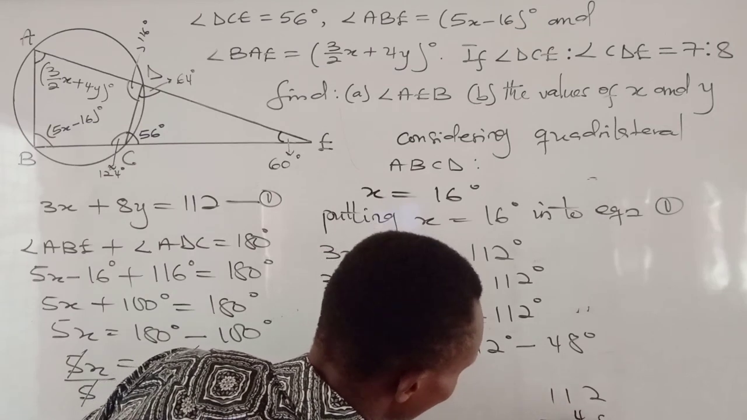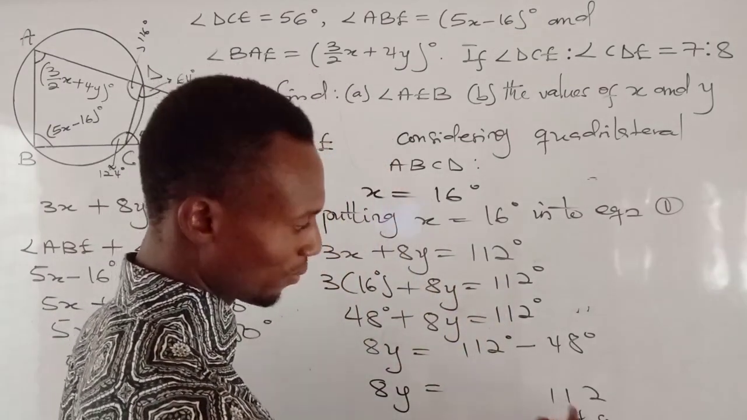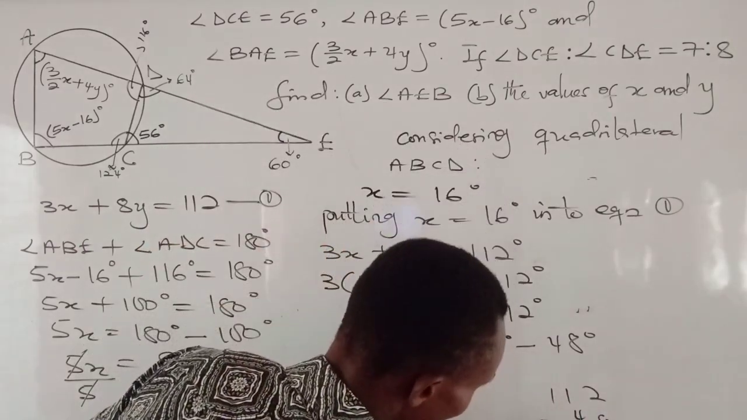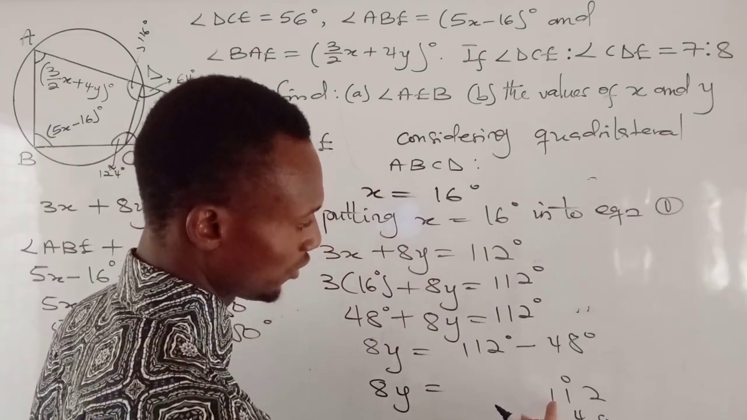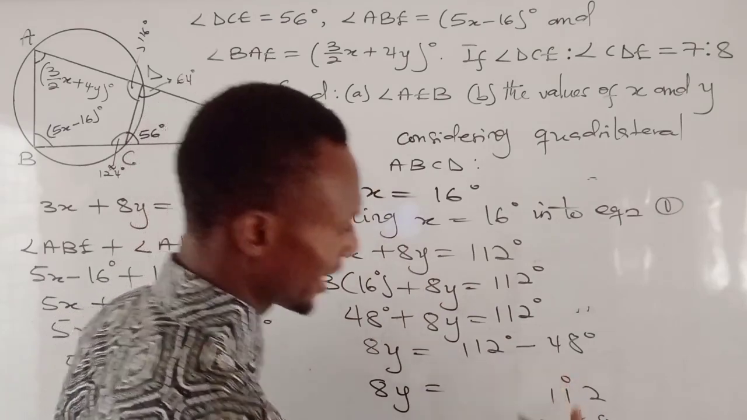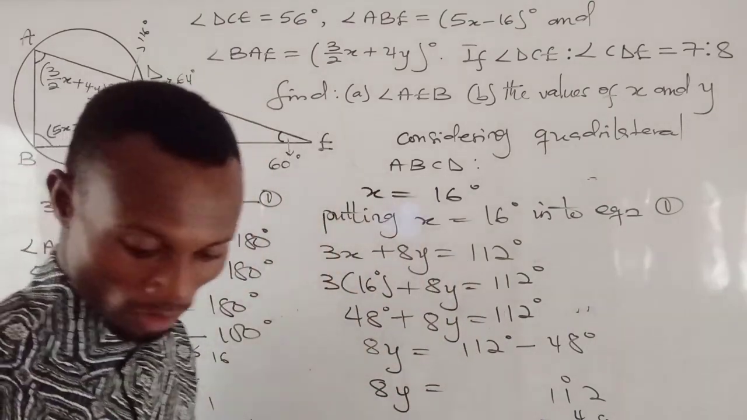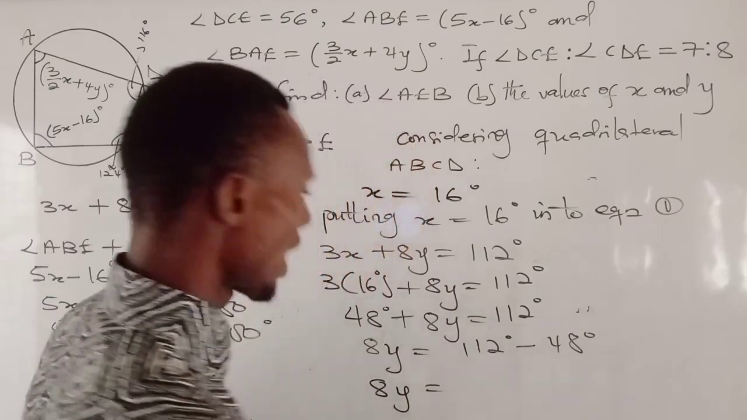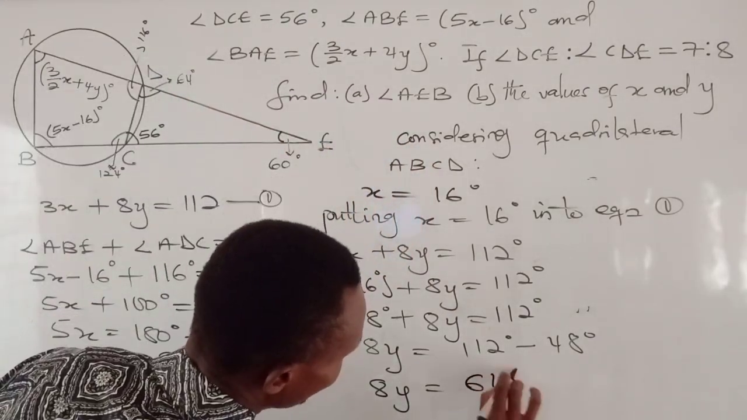So 2 minus 8 is not possible. We join the 1, becomes 12. 12 minus 8, we have 4. Here is left with 0, so we join the 1 to it, becomes 10 minus 4, it gives us 6. So we'll get 64. I hope you agree with me. So 112 degrees minus 48 degrees gives us 64 degrees.